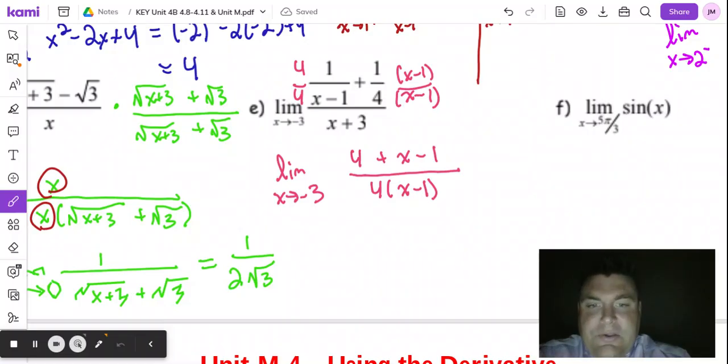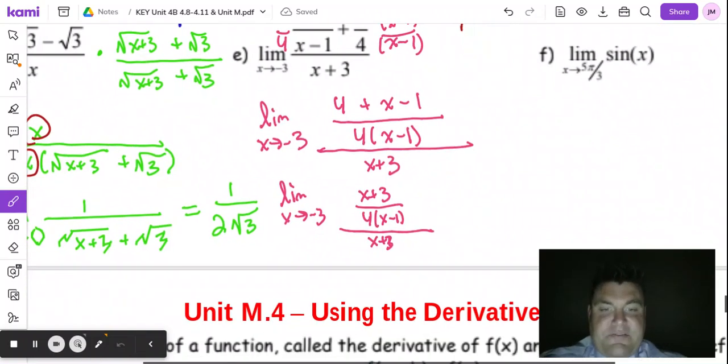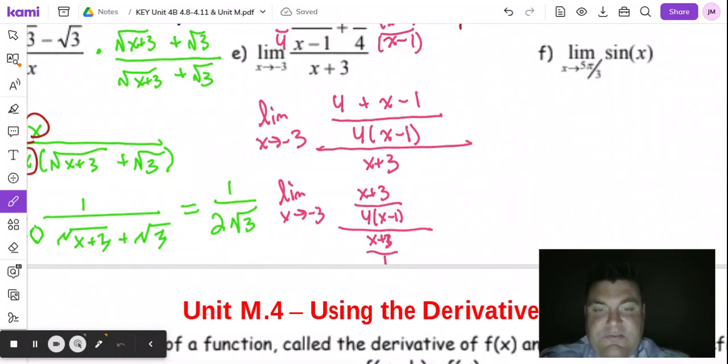I don't care. All over x plus 3. The top simplifies a little bit. I'm going to get x plus 3 on top because you're going to get 4 minus 1 all over 4 times x minus 1. This is all over x plus 3. Dividing fractions is easy. Flip the second and multiply.